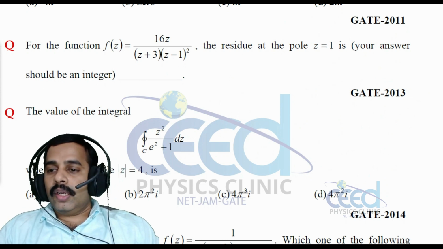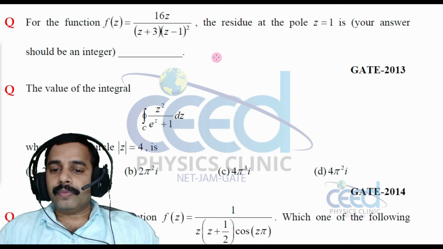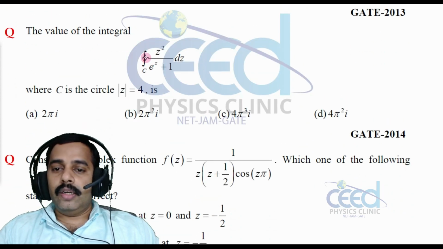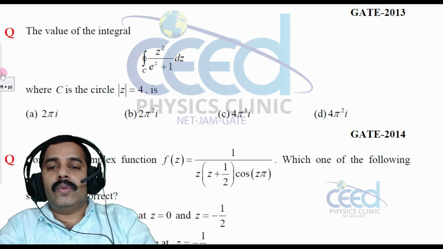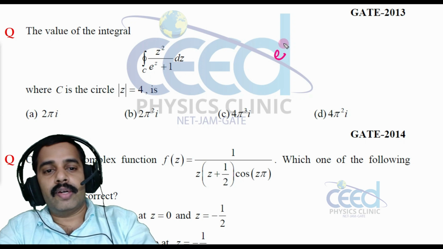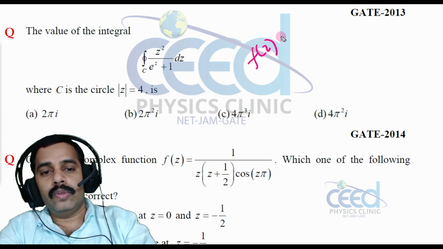Now we have another question here. The value of the closed integral of z square divided by e raised to z plus 1 dz, where c is the circle mod z is equal to 4. So here we need to find the pole first. The function f of z is equal to z square divided by e raised to z plus 1.